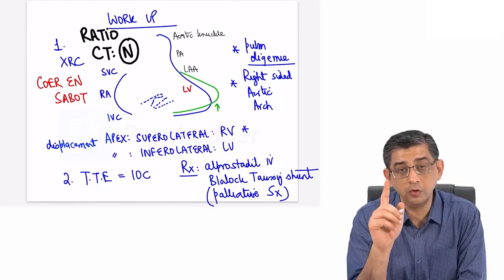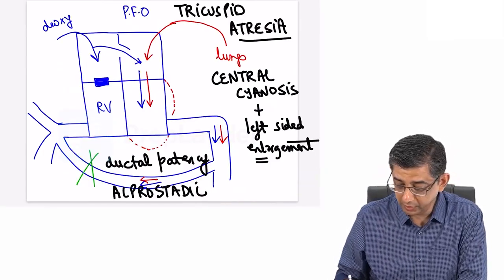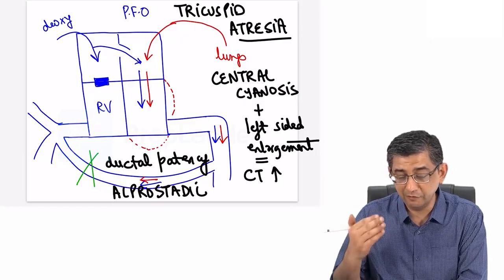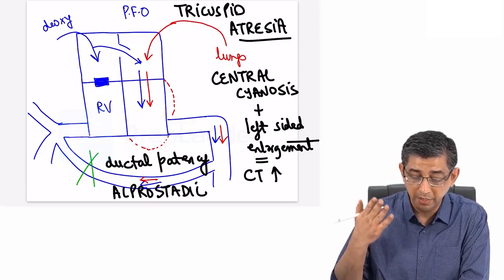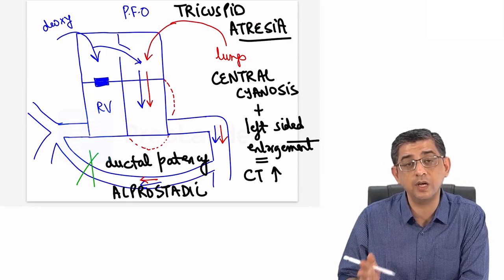Cardiothoracic ratio will always be normal in tetralogy of Fallot, but in tricuspid atresia the CT ratio will definitely be increased, because here we're not talking about hypertrophy, I'm talking about dilatation. It's a left ventricular failure. I repeat once again, it's a volume overloading of the left side of the heart. It's a failure, it's not a hypertrophy.